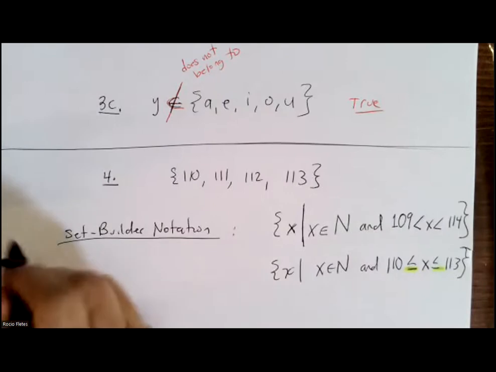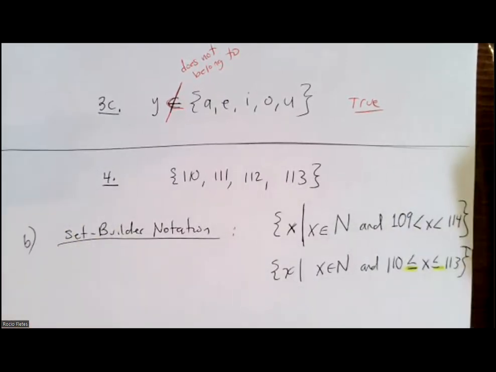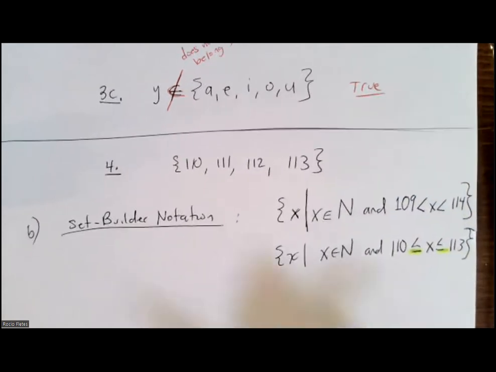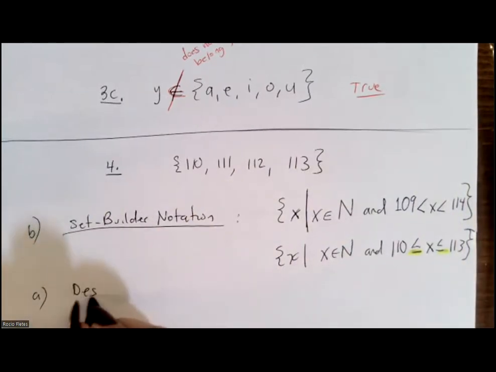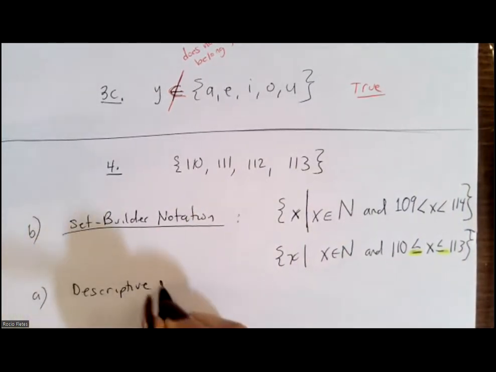So that would be part B. I did part B because we were used to that already, right? It's also asking for the descriptive method. That's just writing a sentence. You basically write what the set is with a sentence. So, descriptive method. Okay, let me write this down. Descriptive method.